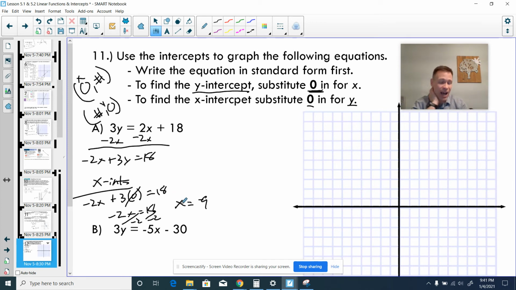Now, that is not the x-intercept. An x-intercept is a coordinate point. So I have to write it as negative 9 comma 0. So negative 9, 0 is right there.